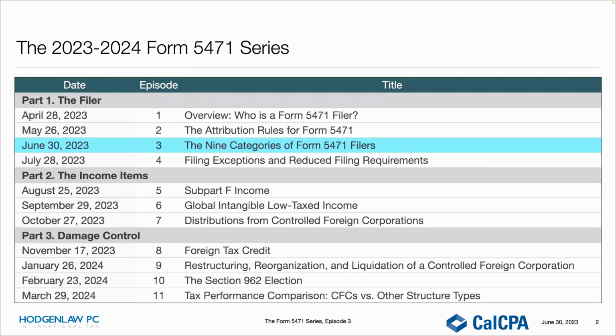Just to give you an update of where we are, we're at episode 3, and we're talking about, do you even have a filing requirement? We're talking about the filer. Next month, we'll talk about filing exceptions, where you sort of figure, I got to do this damn thing, but can I get it easier? Can I find an exception? Can I find where I don't have to do as much work? And that's going to be next month. And then we'll move on to more interesting things like income and damage control.